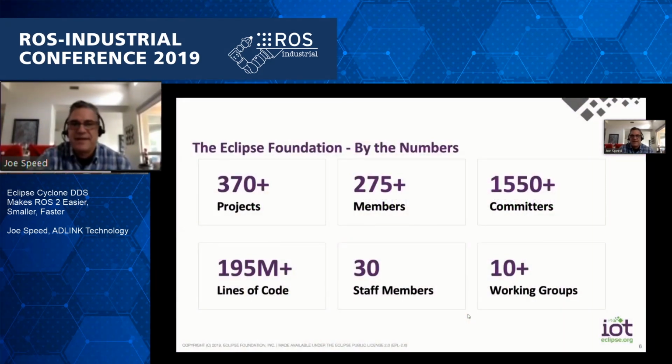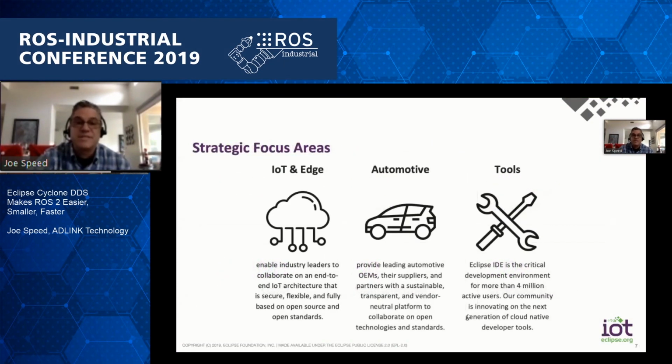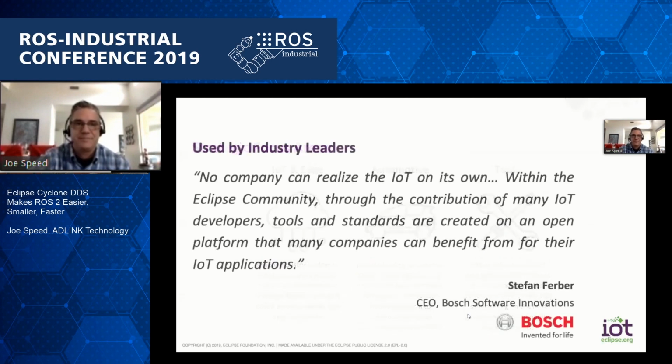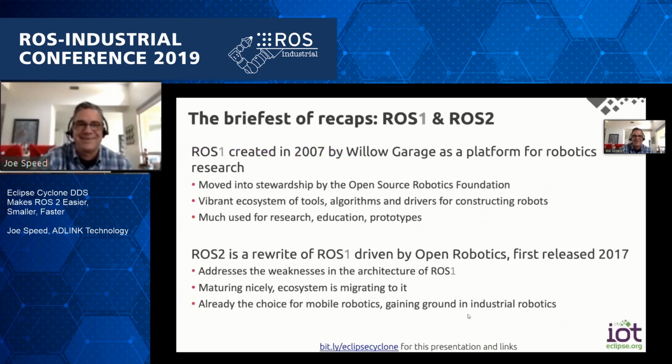The Eclipse Foundation has been around for a while, with a lot of projects, a lot of code, a lot of people. The focus areas are IoT and edge, then how those roll into automotive, and then tools. I think that's pretty complementary to a lot of the folks working around open robotics for industrial, AMRs, mobile, and ultimately autonomous vehicles. My friend Stefan over at Bosch has some nice things to say about this as well. Bosch is one of many companies deeply invested in Eclipse IoT and this community.